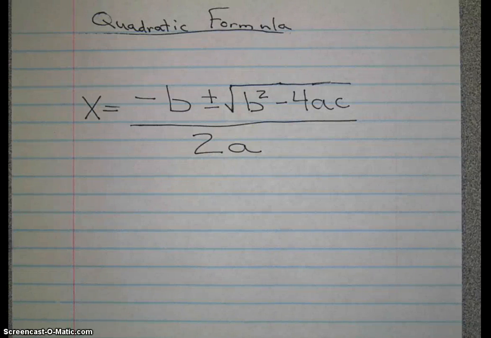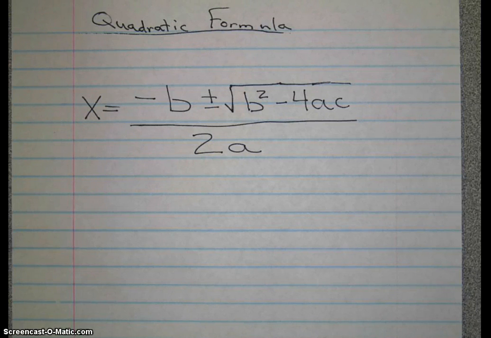In today's lesson, we're going to talk about the quadratic formula. As you can see, it's x equals opposite b plus or minus radical b squared minus 4 times a times c, all over 2 times a.